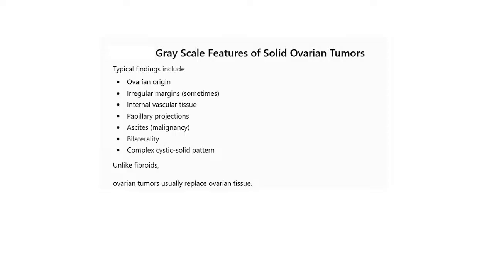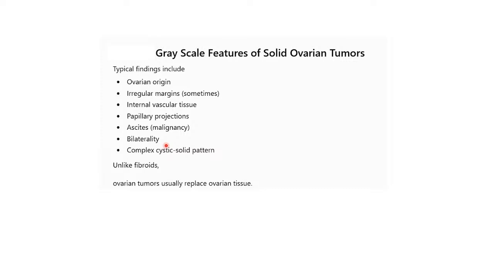Grayscale features of solid ovarian tumors. Now I was talking about the grayscale sonographic signs of a pedunculated fibroid. Now let's talk about the grayscale for the ovarian tumors. Typical findings include ovarian origin, irregular margins sometimes, internal vascular tissue and papillary projections, and ascites. If it's a malignant or cancerous ovarian mass, it is mostly associated with ascites, or fluid in the peritoneal space. That's the malignant ascites.